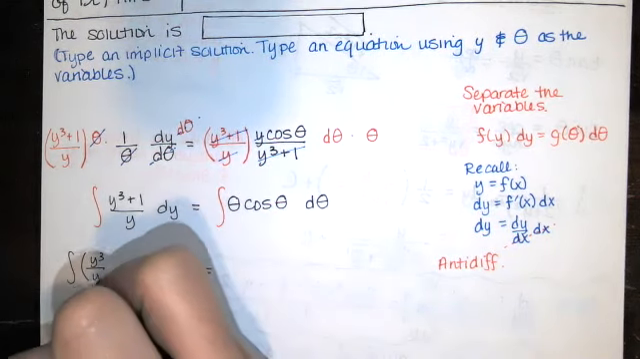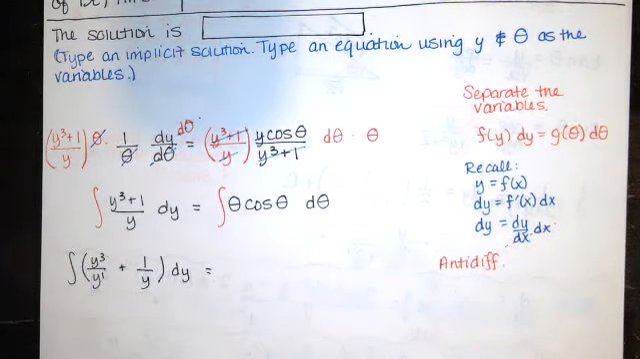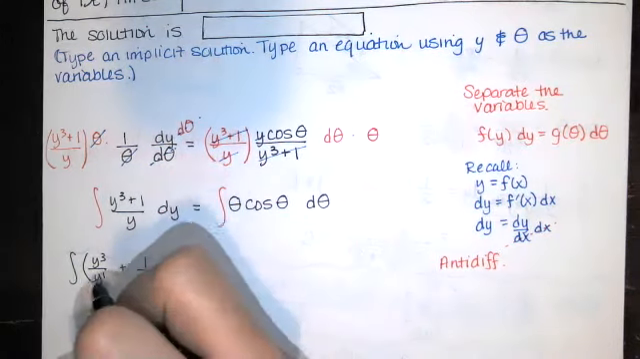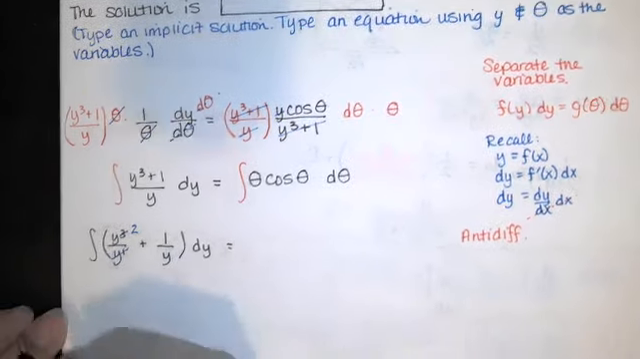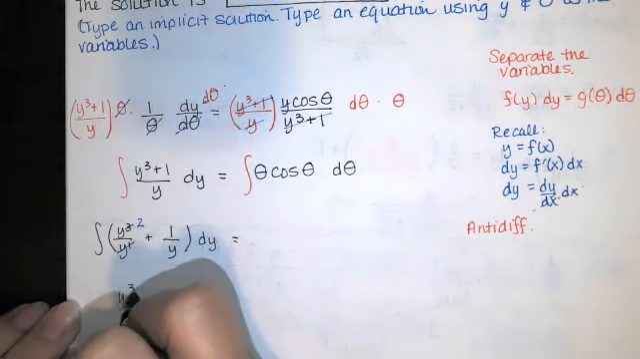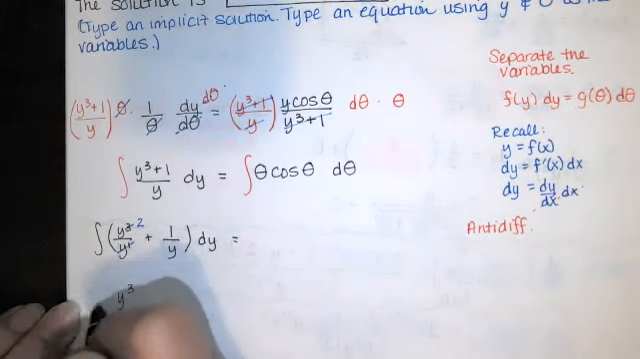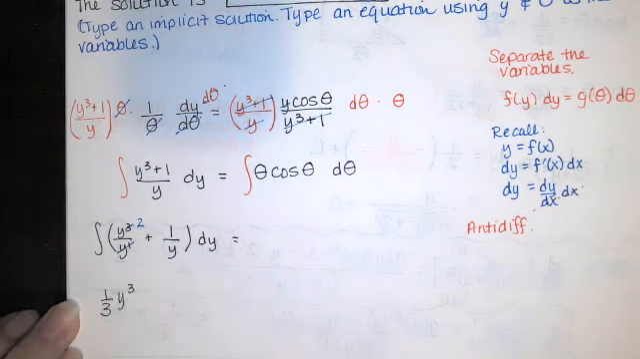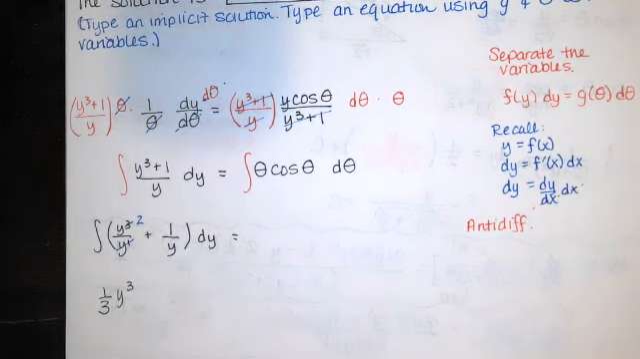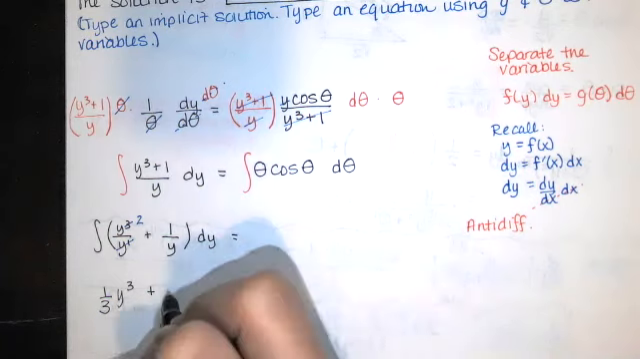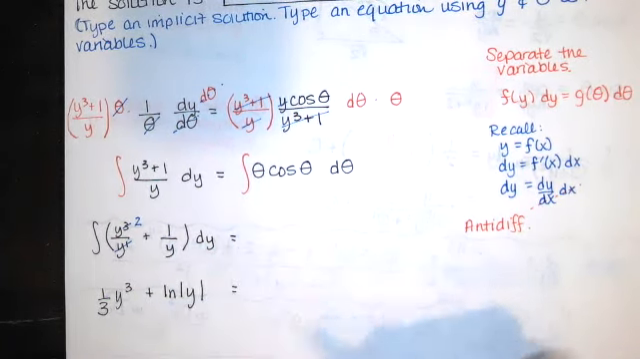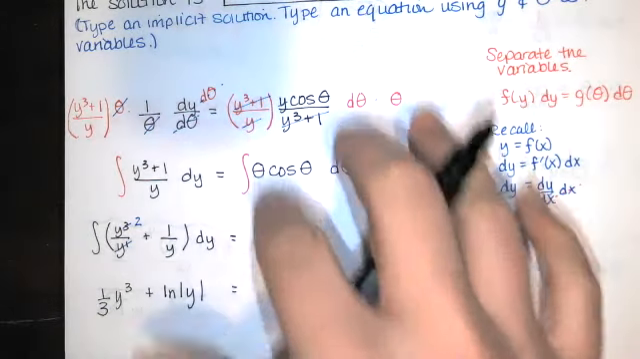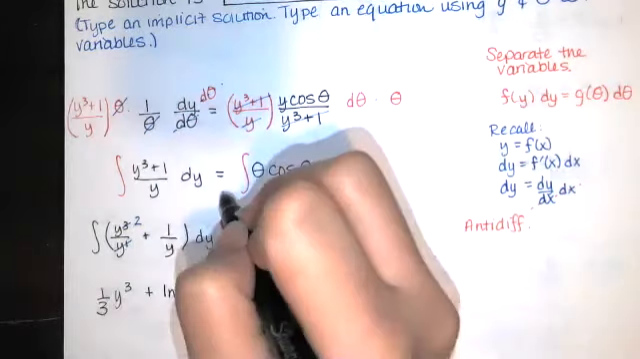and y cubed over y simplifies. One of those y's will reduce, and now you've got a y squared. The antiderivative of y squared is easy. You just add 1 to the exponent and divide by the new exponent. Dividing by 3 is the same as multiplying by 1/3. And the antiderivative of 1 over y is natural log of the absolute value of y.